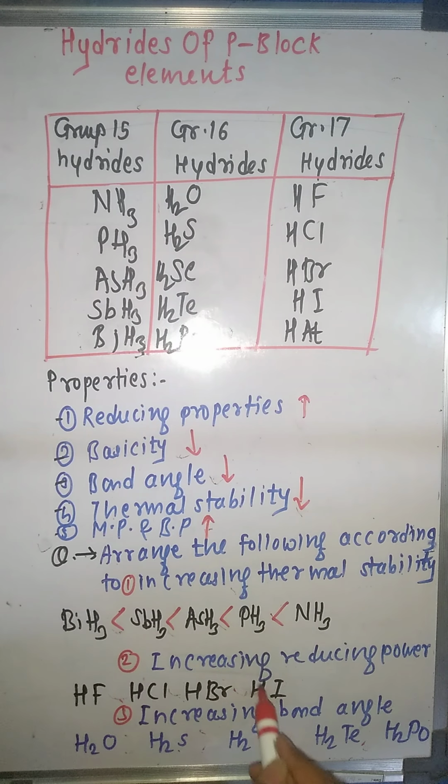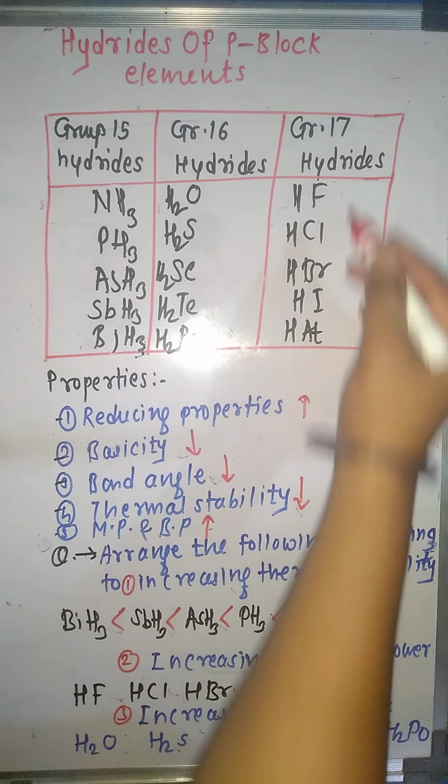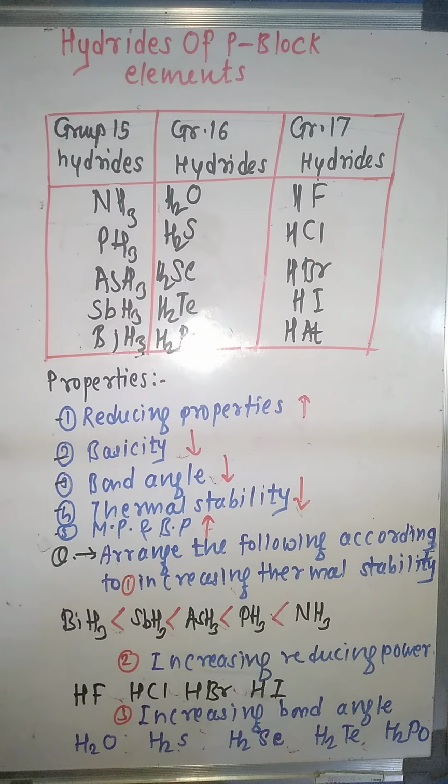Next is arrange the following according to increasing reducing power. Just as we have seen, from top to bottom reducing power increases, meaning hydrides of bottom elements are good reducers as compared to hydrides of upper elements. So we can say that HI is a strong reducing agent as compared to HBr, as compared to HCl, as compared to HF. In fact, HF is not a reducing agent.